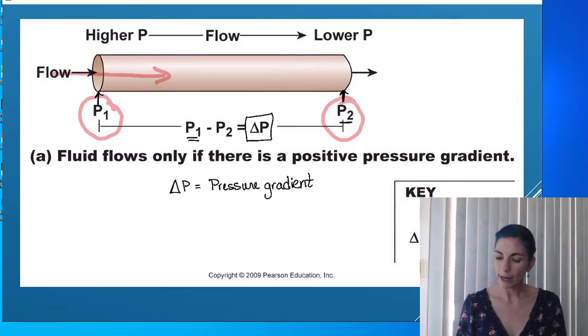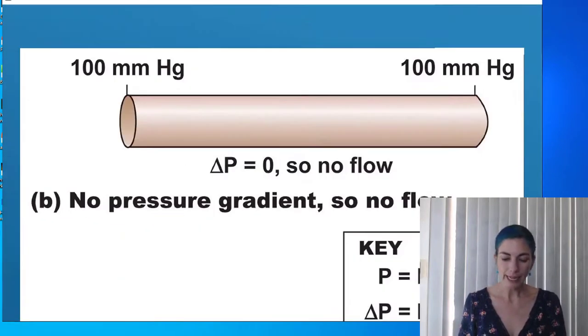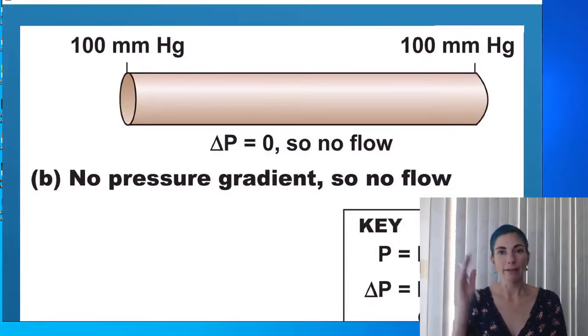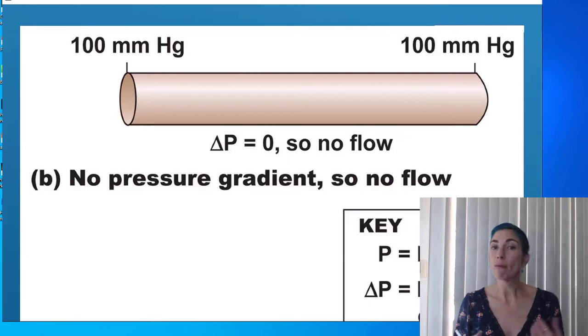So let's take a look at some examples. In this example, P1 is going to be 100 millimeters of mercury. P2 is 100 millimeters of mercury. There is no pressure gradient. So even though there's a lot of pressure, 100 millimeters of mercury is a fair amount of pressure.